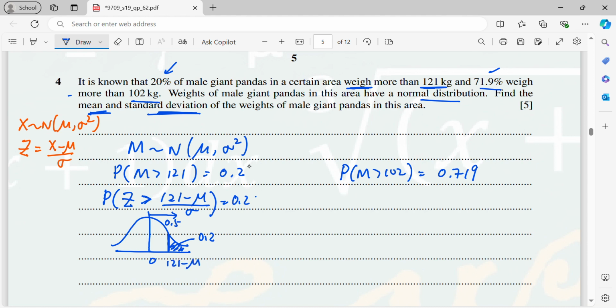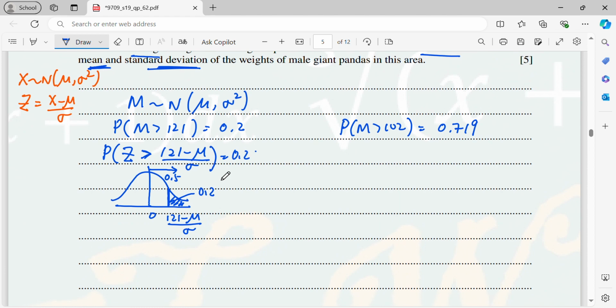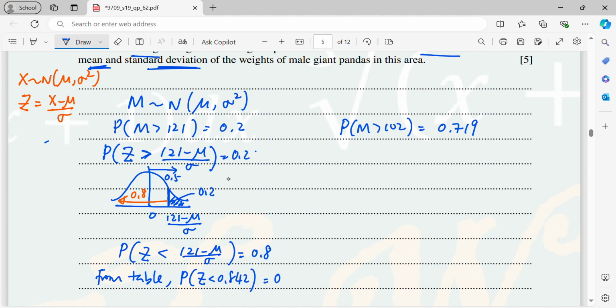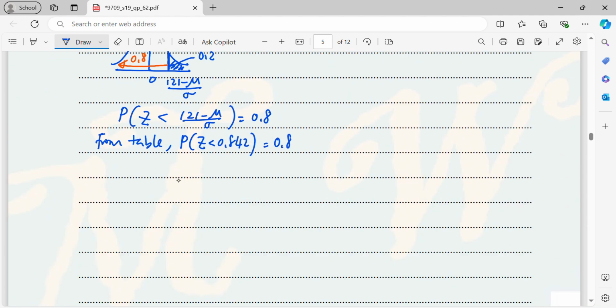So from here, I know that that is a positive value, but then when you refer to the normal table, you are given the region towards the left side. That means this is going to be 0.8. So now I will write P(Z < (121 minus mu) over sigma) is basically 0.8. And now from the table, I can get the critical value. From the table, P(Z < 0.842) is 0.8. So now I will just compare these two equations.